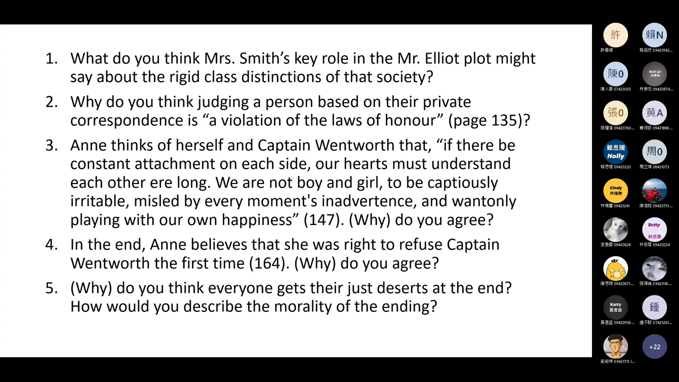So the question: do you agree with what Anne says to comfort herself? Anne doesn't agree, but do you think it makes sense? If two people love each other, they must understand one day. And that the older you grow, the more steady you are in dealing with your emotions for another person. 因为人越长大，就是越能够好好的去处理对他人的爱恋情感。Do you think that makes sense?